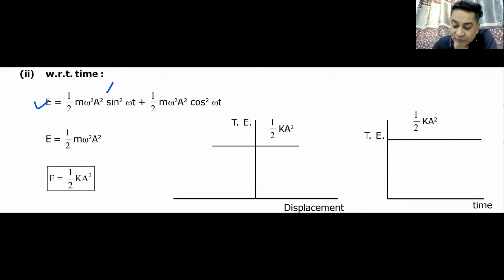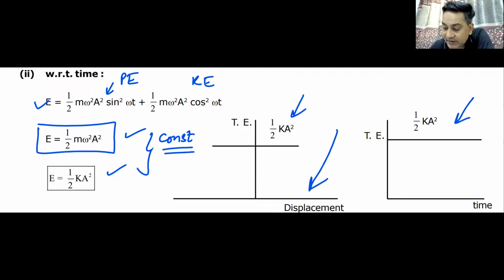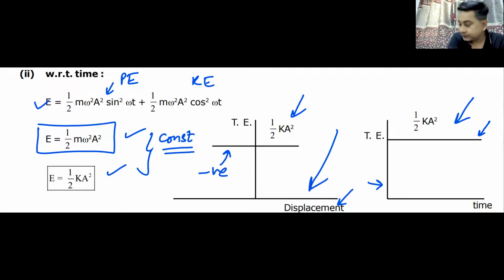That was total energy with respect to x. If I find total energy with respect to time also, this is your potential energy and this part is your kinetic energy. If I add both of these, again I will end up with the same result. Total energy remains constant, whether it is with respect to x or with respect to time. This is the graph with respect to x, and the same is the graph with respect to time. The only difference is that in displacement we have negative displacement because the particle goes on the other side, but in terms of time we cannot have negative time; we only have positive time. Do we understand this? I'll give you a minute to note it down.